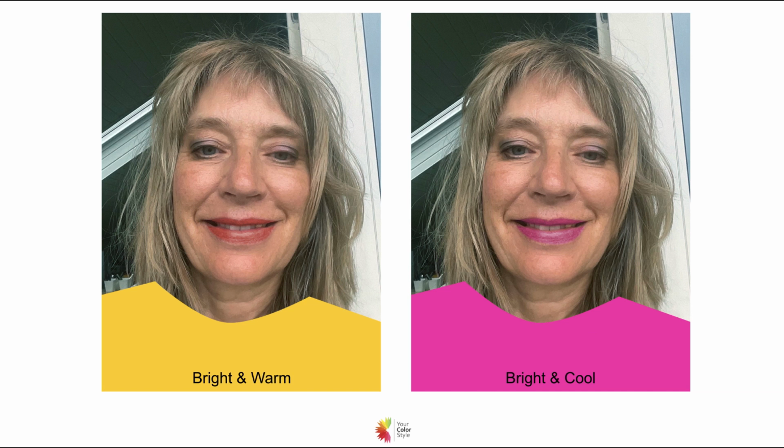Okay, so I'm first going to go through the standard draping that I always do. I draped her with bright and warm on the left, which has yellow-based colors in it, a yellow-based red on her lips and a warm golden yellow, and then a bright and cool on the right, which is a blue-based pink, both on her lips and in the drape.